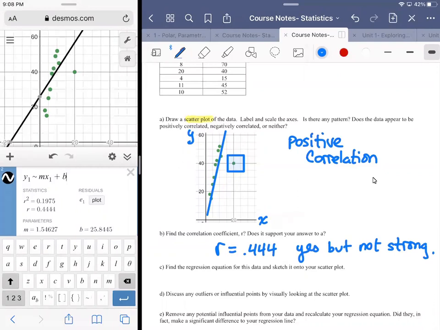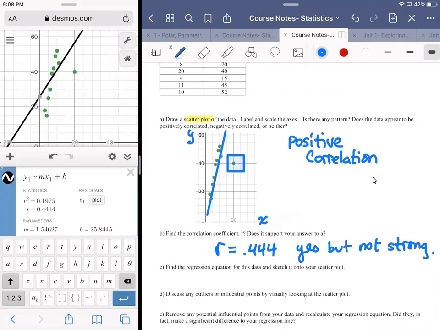All right. So it's not a strong positive correlation. It's just a positive correlation. All right. If it were strong, it would be closer to 1. All right. But this isn't anywhere near 1. Find the regression equation. Well, we already got that.